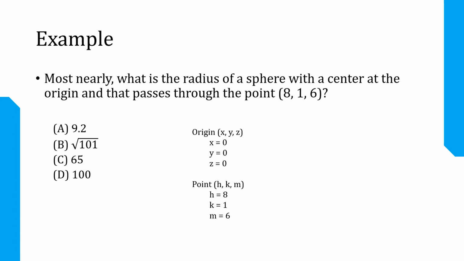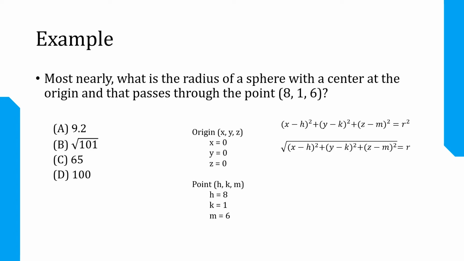And that point is going to be the variables h, k, m, or the coordinates h, k, m. So h will be equal to 8, k will be equal to 1, and then m will be equal to 6. And we're asked to find the radius. So kind of showing you guys the equation again, we know everything on the left side of the formula, and we're asked to find what's on the right.